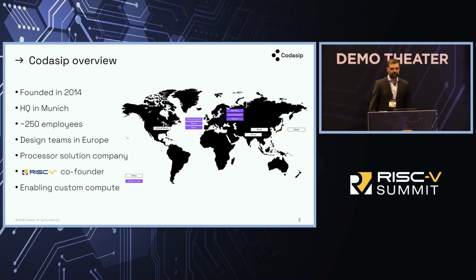For those of you who don't know Codasip, Codasip was founded back in 2014. But since then we have grown significantly. Right now we have more than 250 people. We have design centers across Europe, and the main focus is on RISC-V CPUs, of course, because we provide RISC-V IPs. But not only that, we also provide the tools by which you can customize them, which is then the enabler for heterogeneous compute.